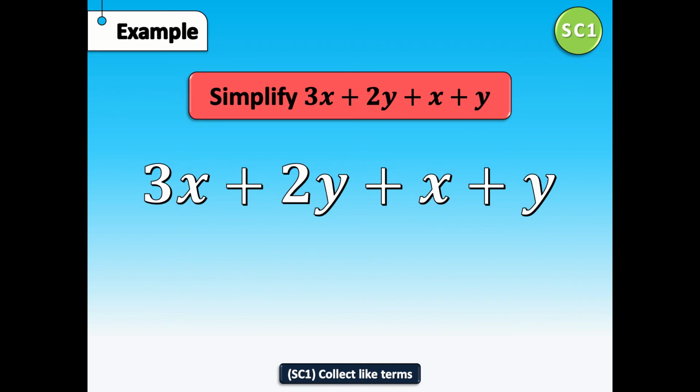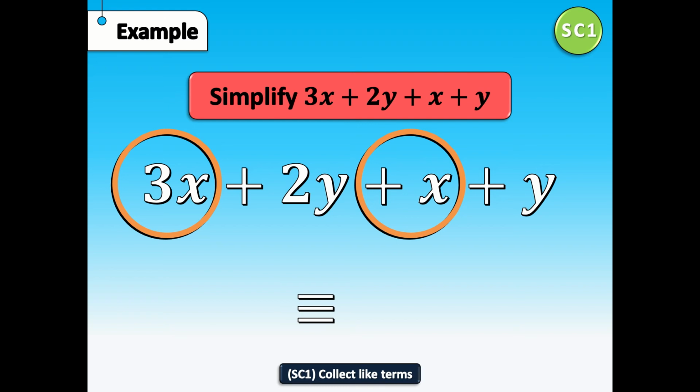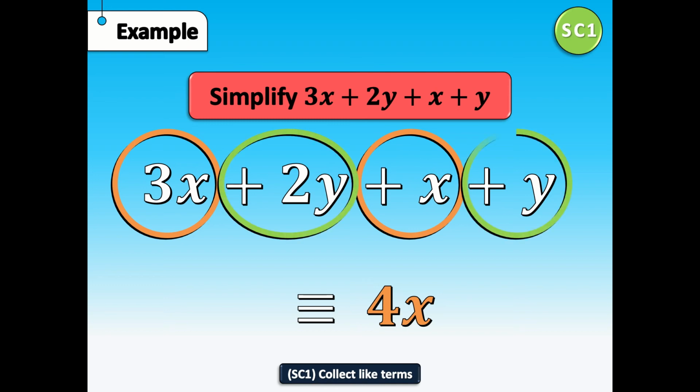So we want to simplify 3x plus 2y plus x plus y. This means we add the x's together and we add the y's together. So we've got 3x and we're going to add x. So we use the identity symbol, and 3x plus x would be 4x. 2y plus another y would be 3y.